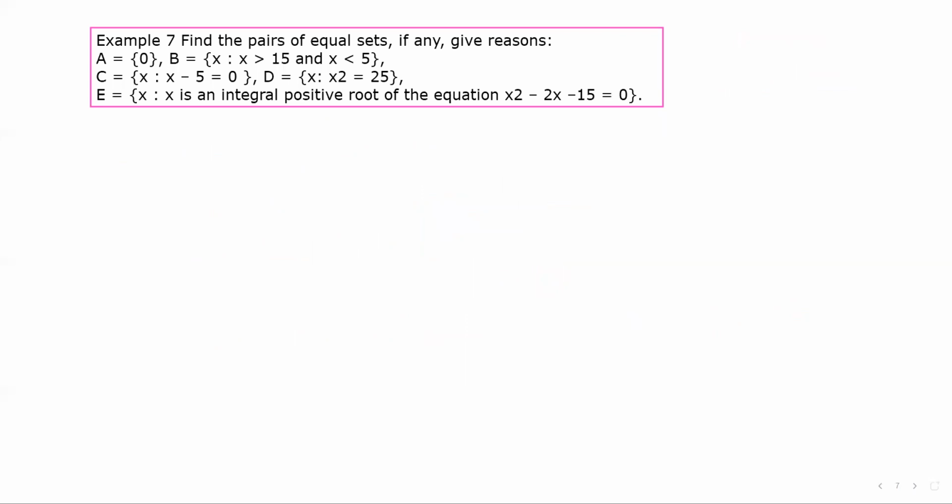Next, find the pairs of equal sets, if any, and give reasons for this. Now let's write all these sets in roster form. A is 0. B is a set of all x such that x is greater than 15 or x is less than 5. So, 5 and 15.